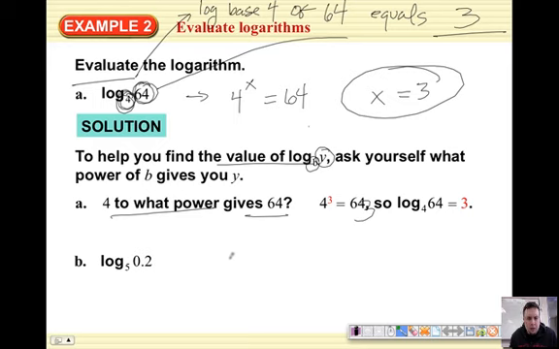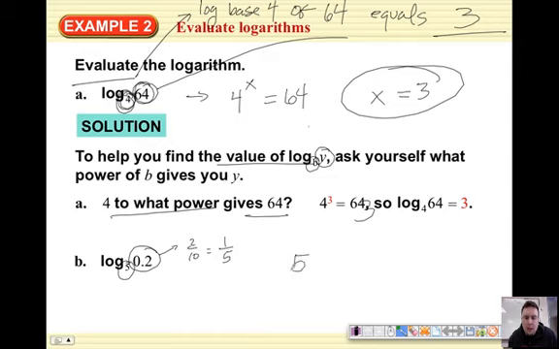Look at this one here. This is a little bit better. It's a decimal. So how would you do this one? Let's do it like up above. 5 to what power gives you 0.2? You've got to ask yourself, what is 0.2? 2/10, right? 0.2 is 2/10. What is 2/10? Really, that's 1/5, right? So basically it's saying this: 5 to what power is 1/5?